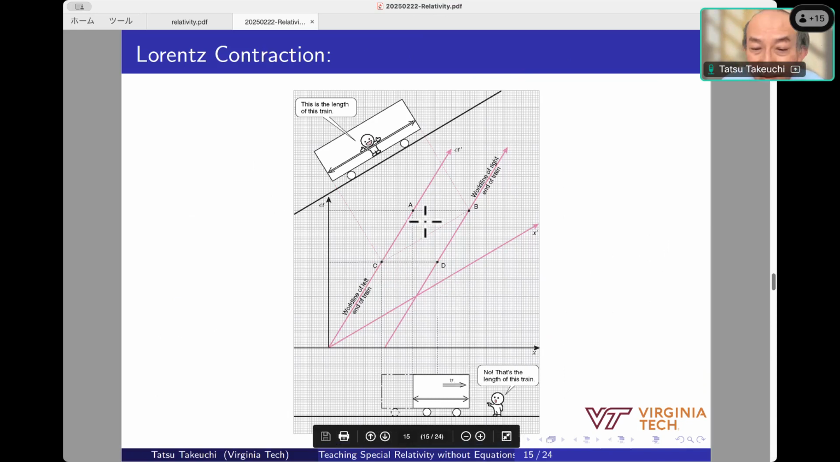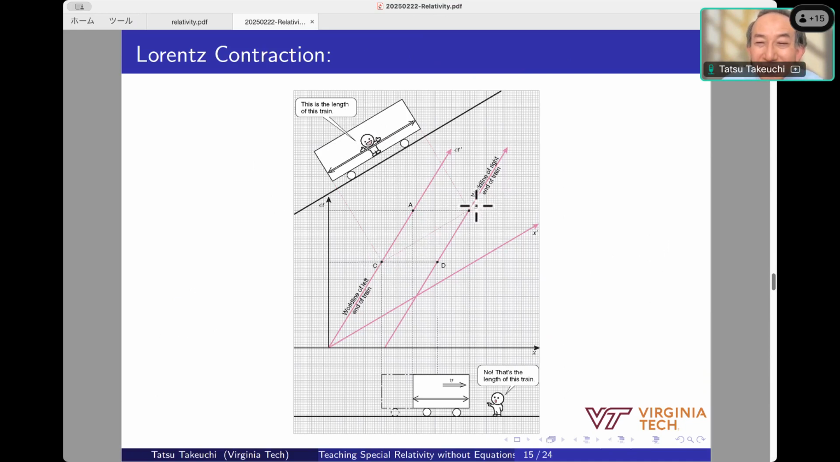Okay, or you could pick another time, like point A and point B, which are at the same time in the ground frame, and say the separation of point A and point B is the length of the train. However, A and B may be at the same time in the ground frame, and C and D may be at the same time in the ground frame, but they are not at the same time in the moving frame of reference. So if you're looking at the same diagram from the train frame of reference, the frame fixed to the train, it will be C and B which will be at the same time.